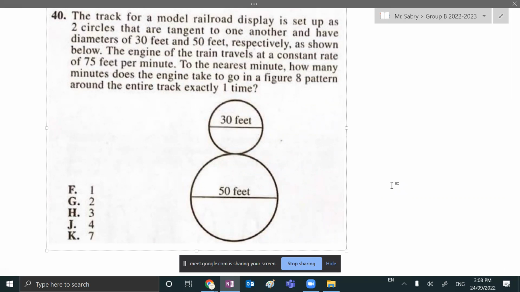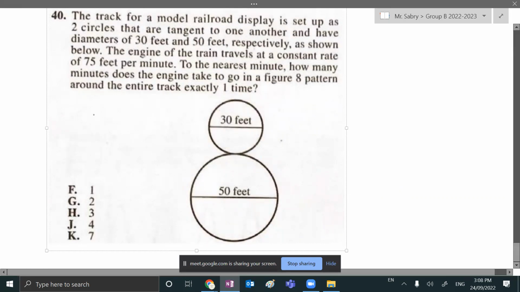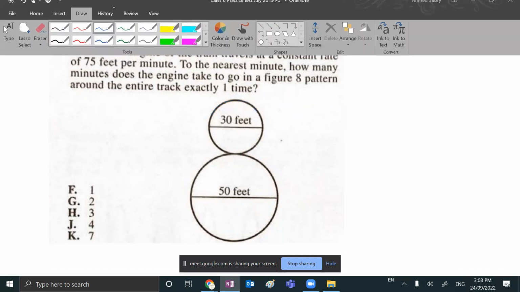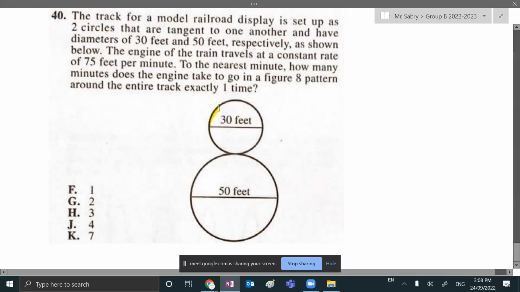There are 2 circles, and there's a train going around them. It goes 25 feet per minute. So how many minutes should it spend to complete the whole track? Okay, so to go all around this shape, we need to calculate the circumference for 2 of them. Yes, exactly. It's 15 times pi times 2.